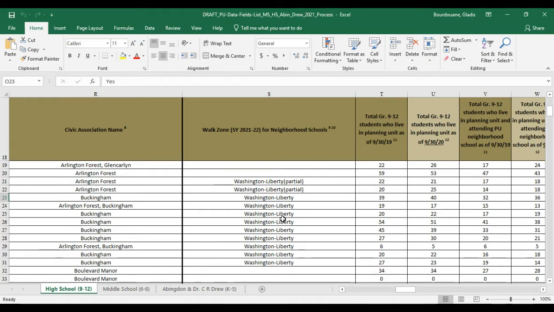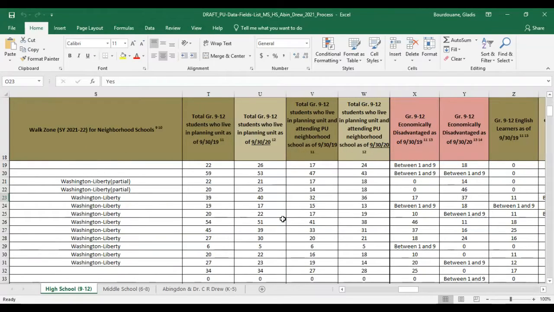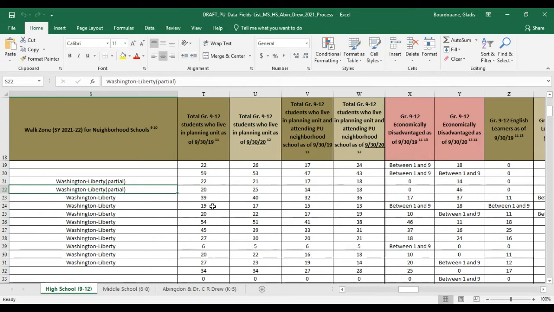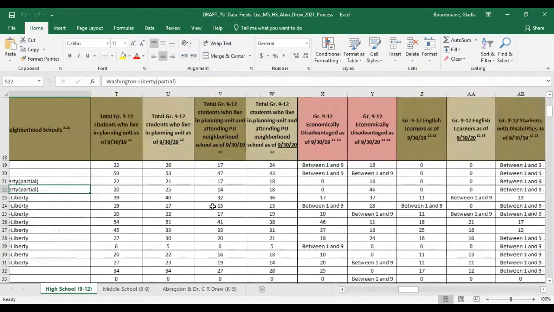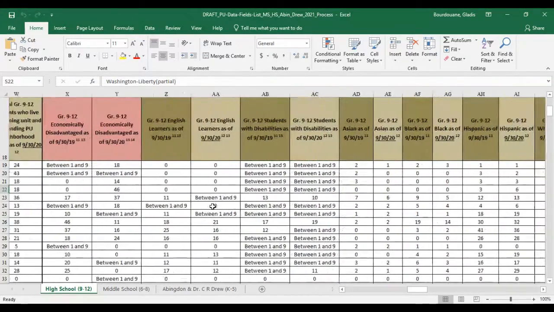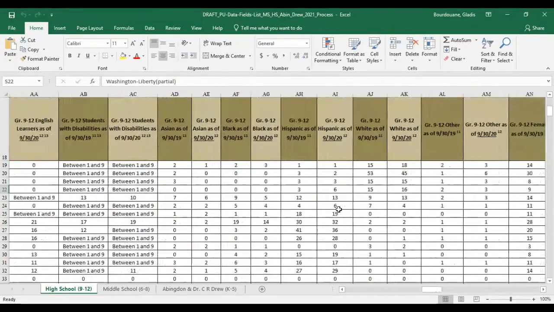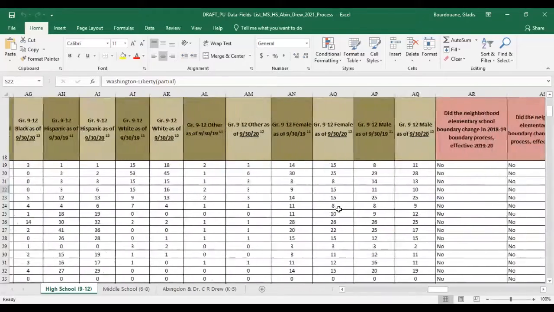Of course, that doesn't include any walk zones that were expanded due to COVID, because we don't know what's going to happen with those. But right now, this is the most available data that we have, which are walk zones for 21-22. And then, of course, we provide demographics information, including economically disadvantaged or English language learners, students with disabilities, and then information by race of students.